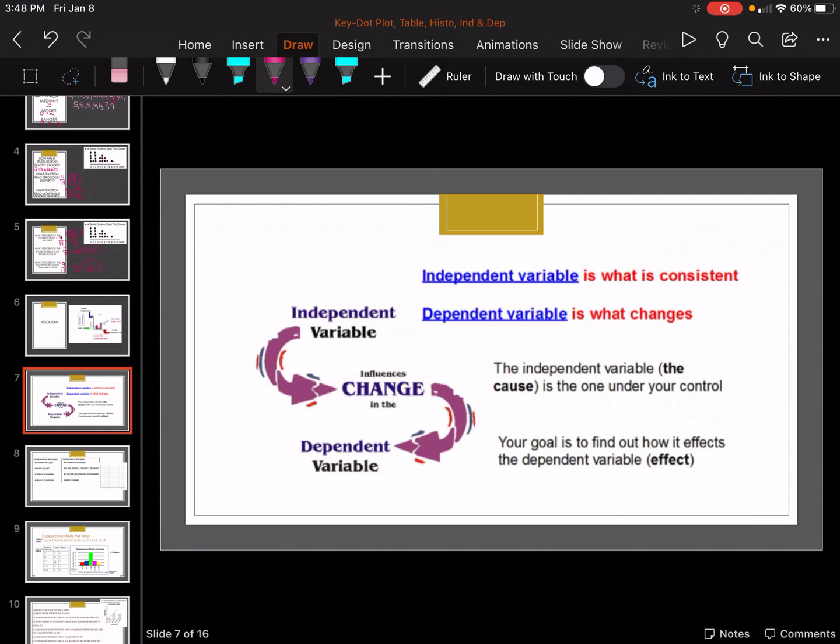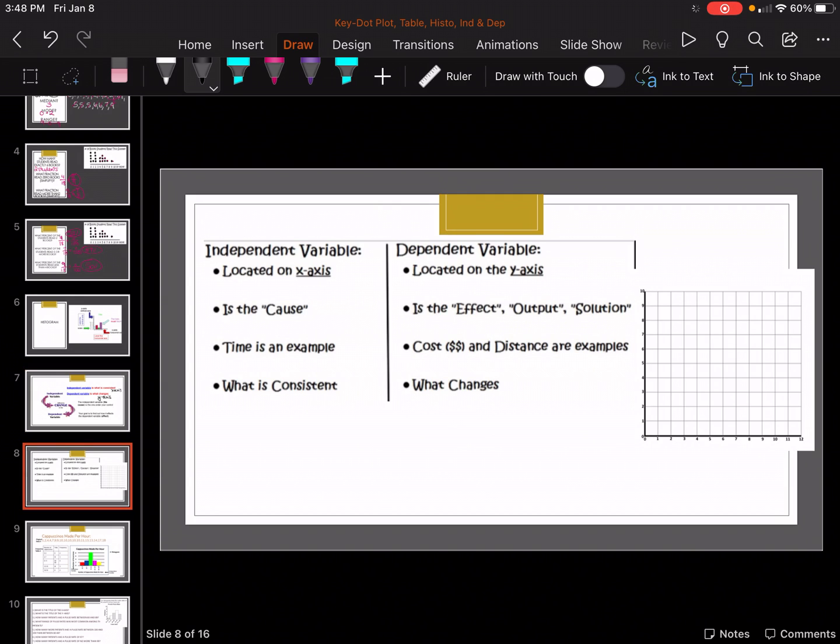Okay, we're going to talk about a few other things real quick and then we'll bring it all together. So we're going to talk about independent variable and dependent variable. Independent variable, you probably remember this from science. Independent is what stays the same. So that's going to be your x-axis. And then dependent variable is what changes, which is your y-axis. The amount of time that goes by doesn't depend on how long your hair is, but how long your hair is depends on time. So the independent variable is the cause, what you can control, time, and then the effect is the dependent.